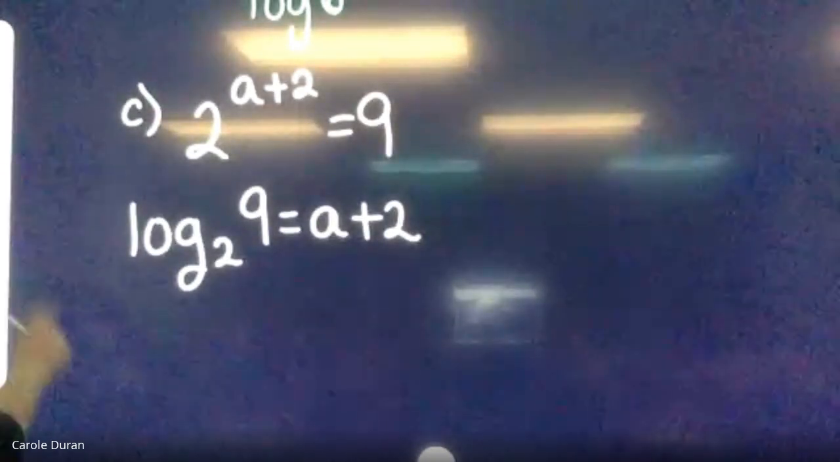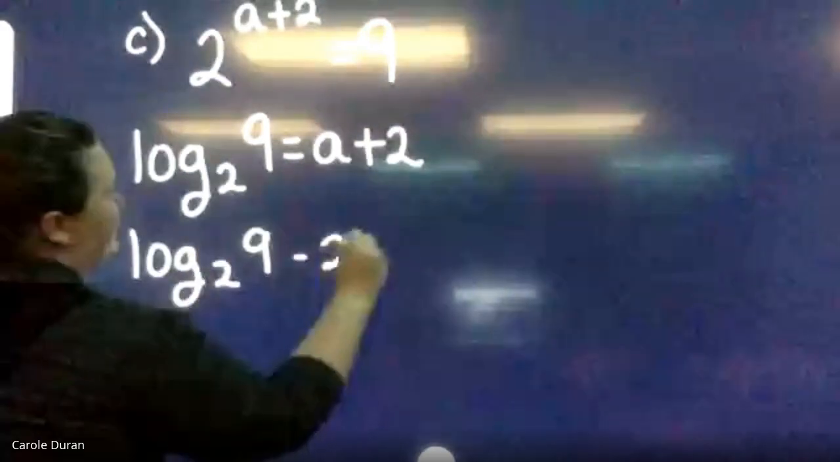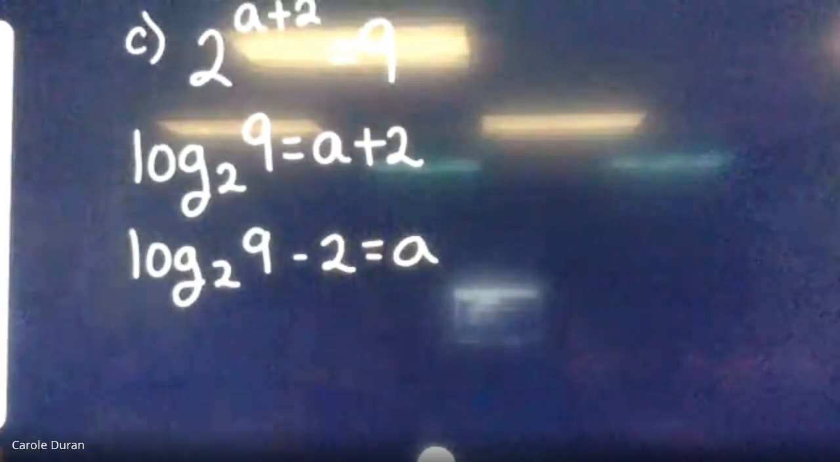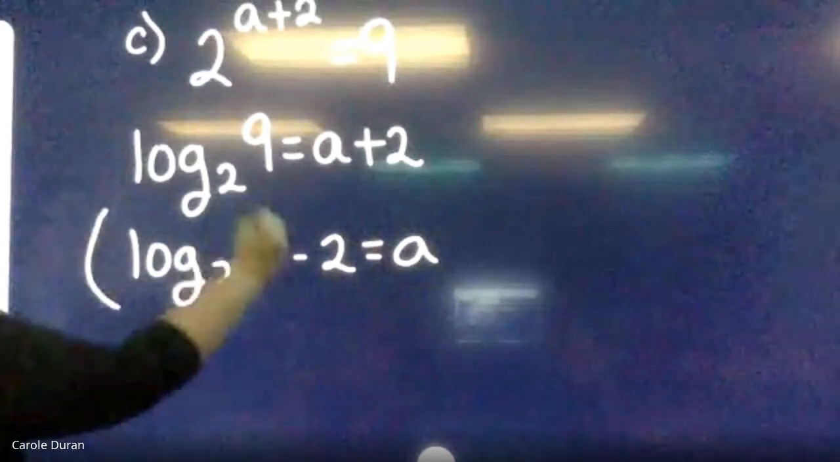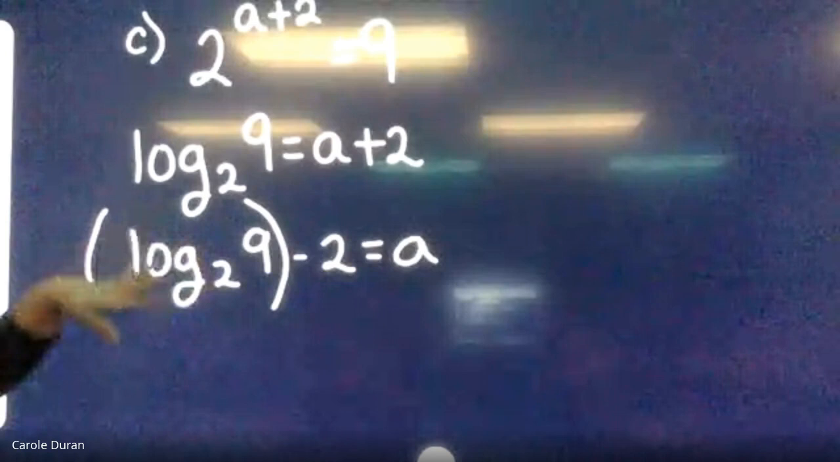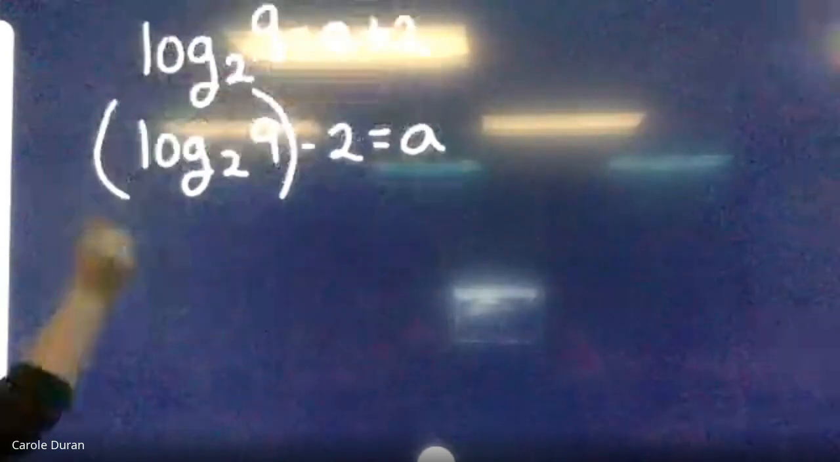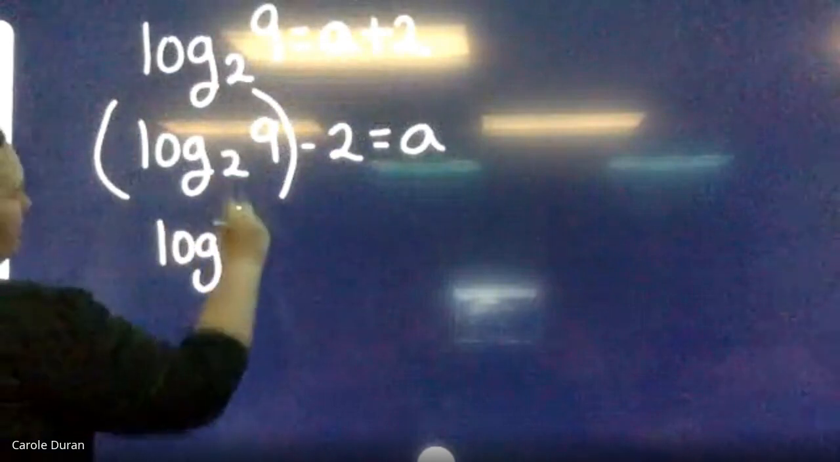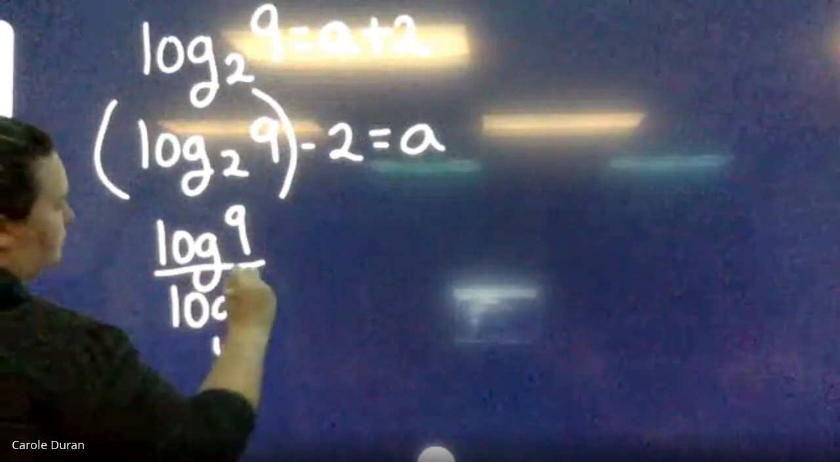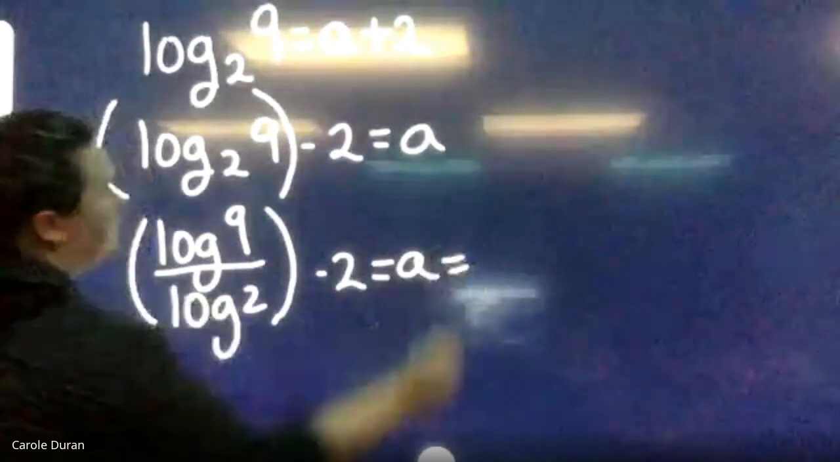So what do I need to do? Subtract the 2, and it becomes log base 2 of 9 minus 2 equals a. So then to solve it, I will do it kind of in 2 steps. I'll do my change of base here, get an answer, and then subtract 2 from it to get my a value. So then this becomes log 9 over log 2 minus 2 equals my a value.